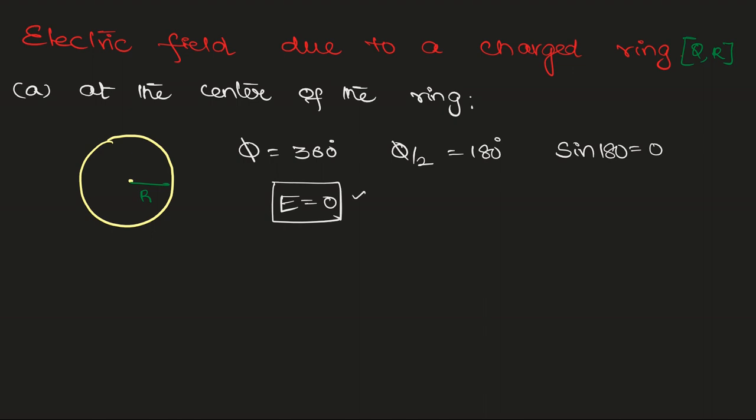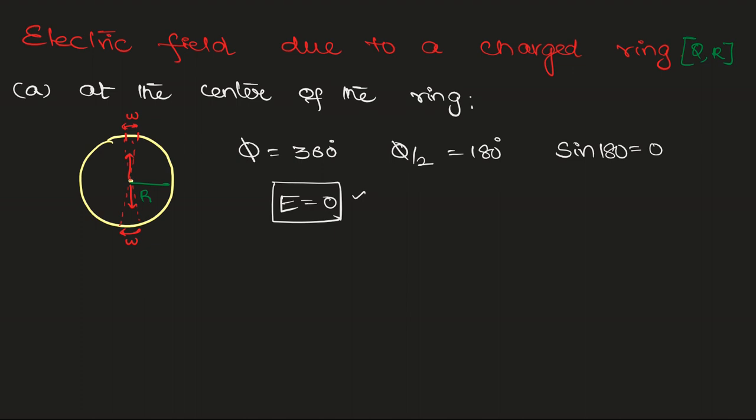And we can give one more explanation like this. If you have a small element on this ring, diametrically opposite there will be another identical small element. If its width is w, its width will also be the same w. Both will produce an equal and opposite amount of field, so the net field will be 0. So this is about the electric field at the center of a ring.